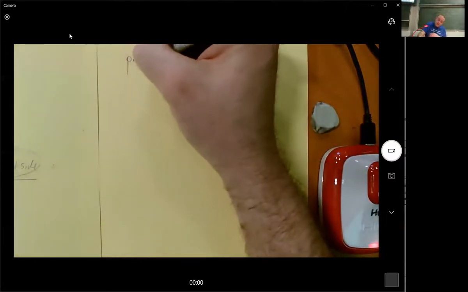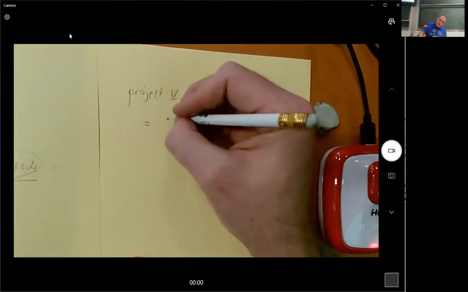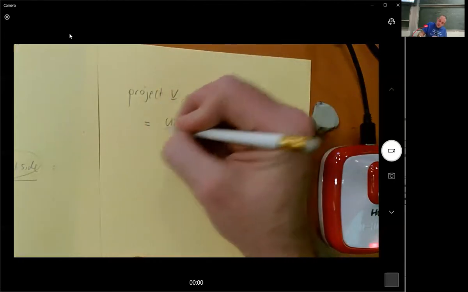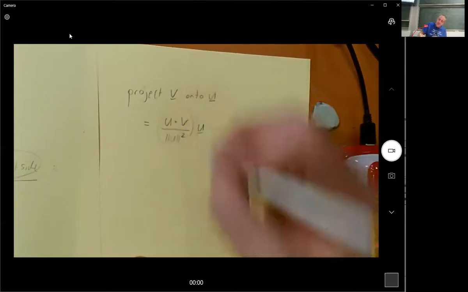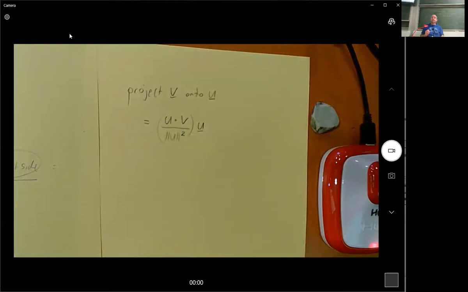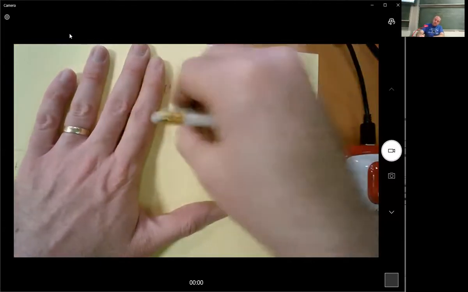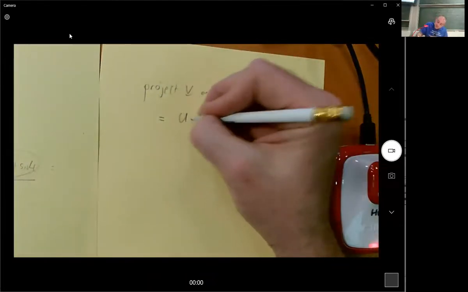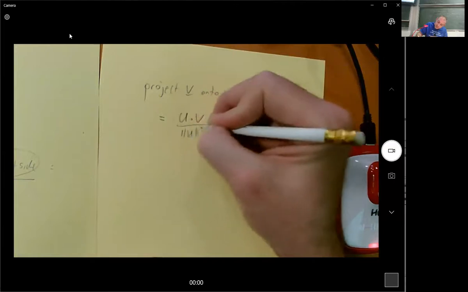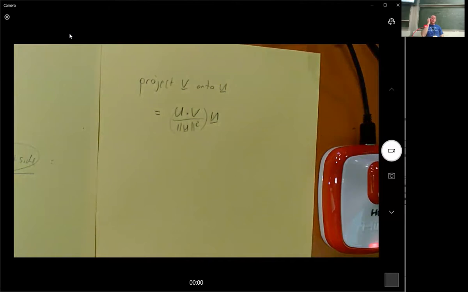And so what you end up with is that when you project v onto u, you get that. Technically, you're doing this actually. Anyway, I'm just going to leave it like this: u dot v over the length of u squared, times u. That is what you get as a vector when you project v onto u.